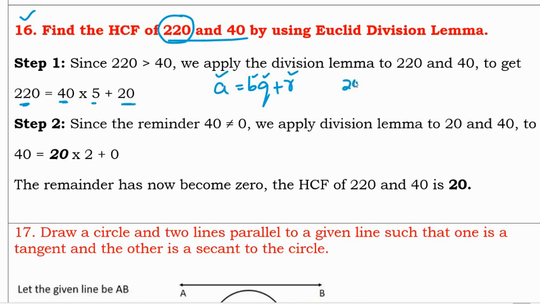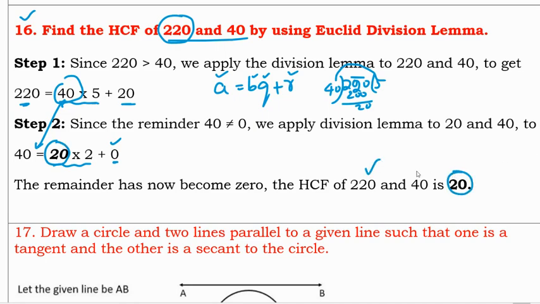If you have doubt, you can do it like this, students. 220 divided by 40. So 40 fives are 200, remainder is 20. So 220 can be expressed as 40 into 5 plus 20. Again, as the remainder is not 0, we have to take this divisor as dividend in the next step. So 40 is equal to 20 into 2 plus 0. As remainder is 0, this 20 will become the HCF of 220 and 40.